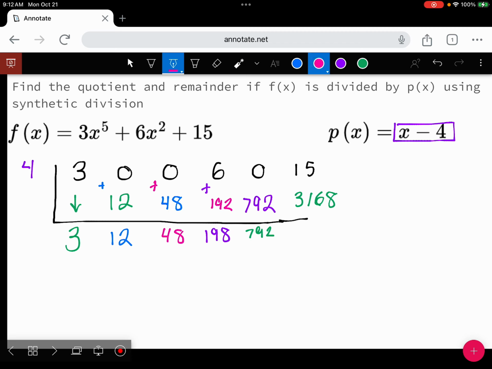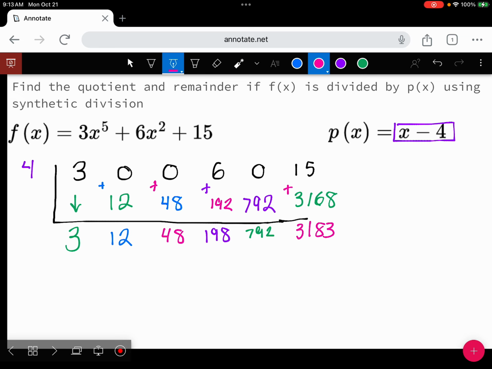168. Add those together. 3,183. Ew. So, is x minus 4 a factor here? No. By a long shot.